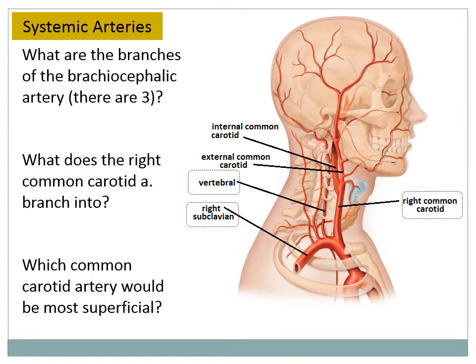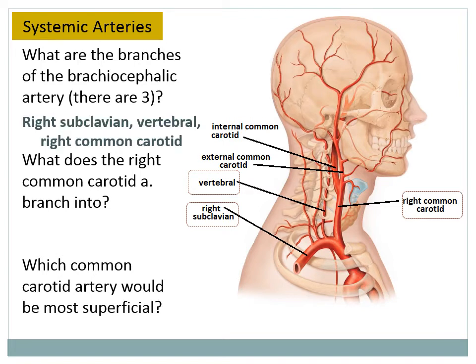Right, there are three branches of our brachiocephalic artery. We've talked about what those are. What are those three? Yeah, we have those three that are bracketed there. We have the right subclavian, the vertebral, and the right common carotid.